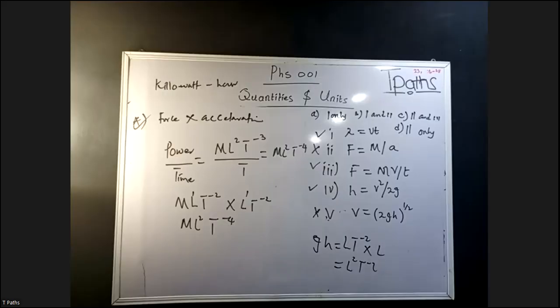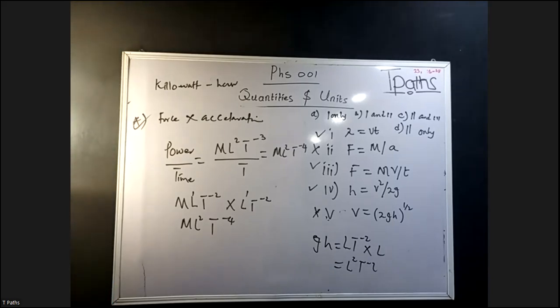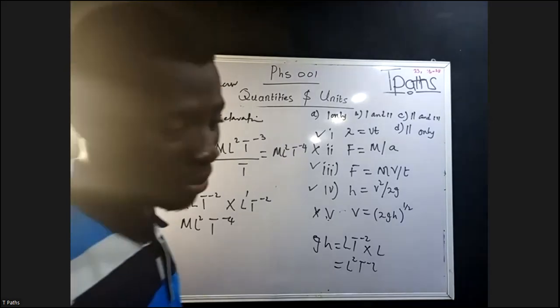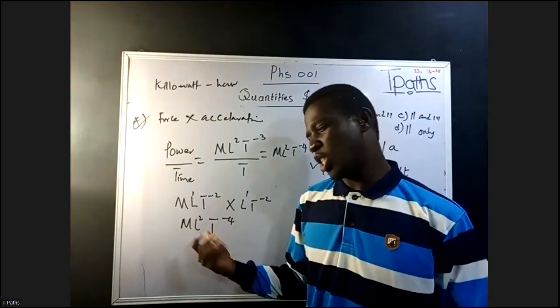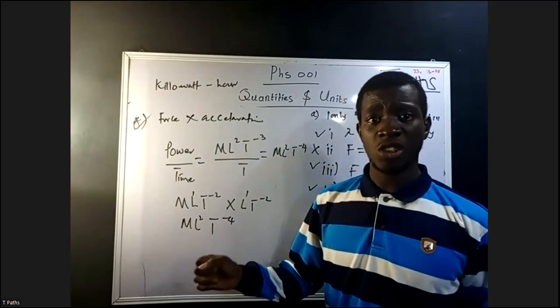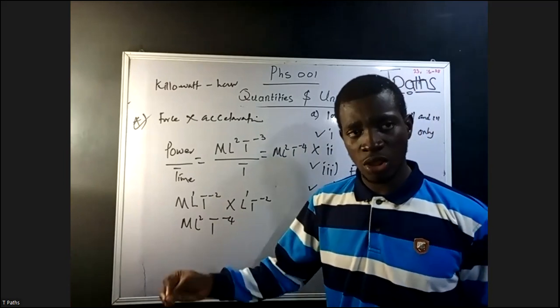So let me do a brief recap on all what we've learned today. I started by defining physics to you and how quantity and unit are very important to physics. Earlier, I said physics deals with a lot of measurements. We have experimental physics as one of the branches of physics, which deals with a lot of experiments. And when we talk about experiments, we try to put some units and some quantities in such experiments.